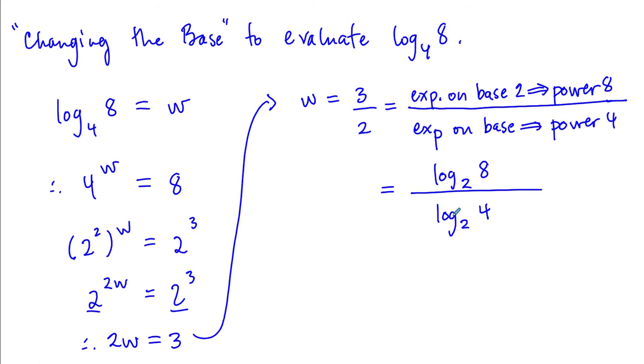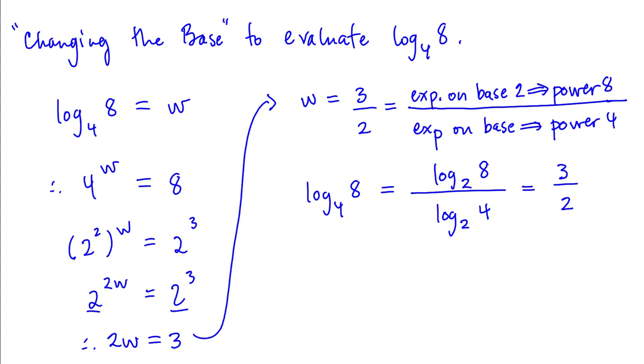Remember, this says the exponent on this base to get that power. And so what we're seeing here is another way of going directly from, well, w, but w is log base 4 of 8. We can go directly from log base 4 of 8 to this thing. Because we have changed 8 and 4 to a base which they have in common, it's easy to say what is the exponent on base 2 to get 8? Well, the answer is 3. And what is the exponent on base 2 to get the power 4? The answer is 2. And therefore log base 4 of 8 is equal to 3 over 2.